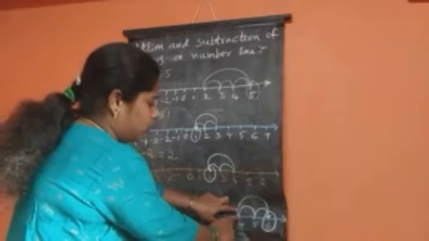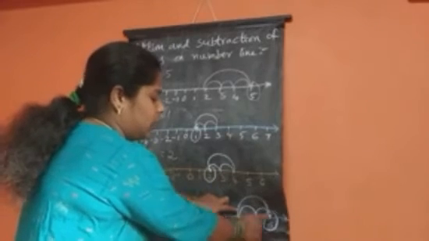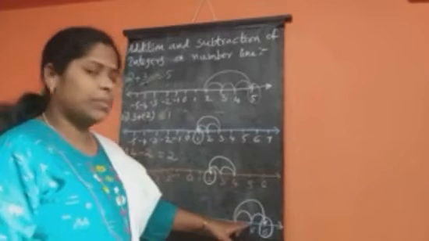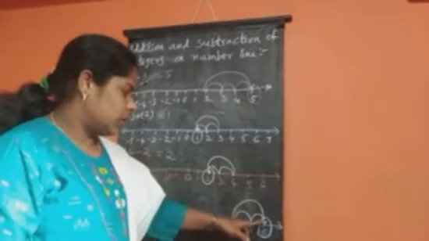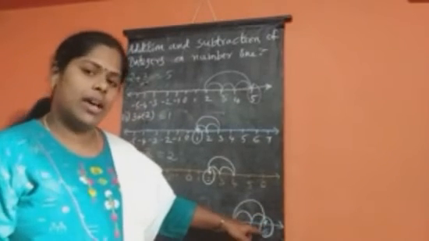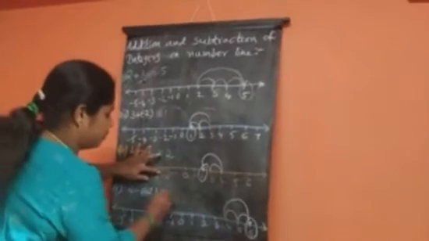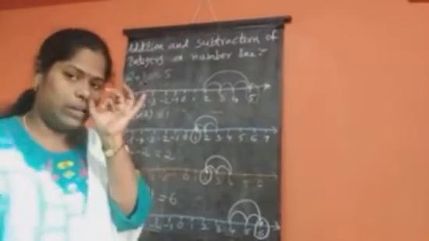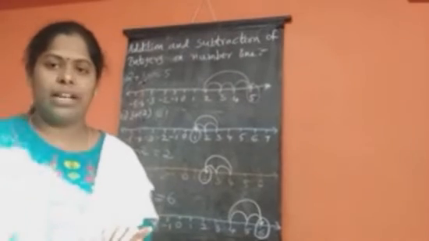Here 4 to 5 is 1 step and 4 to 6 is the second step. So the last step, that means 2 jumps we have to take from 4. The number on the last jump will be the answer. Here 4 minus of minus 2 is equal to 6. So in this way we did addition and subtraction on the number line.